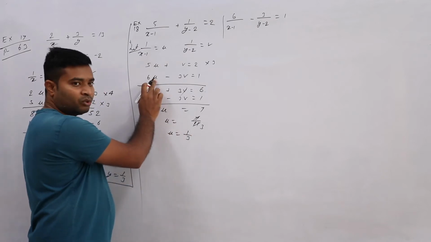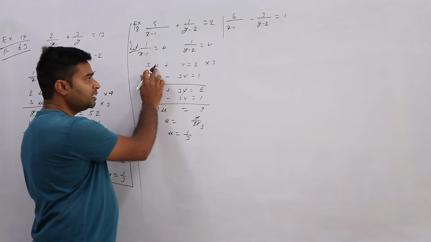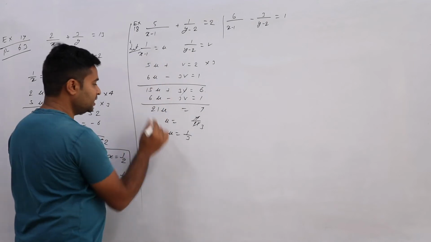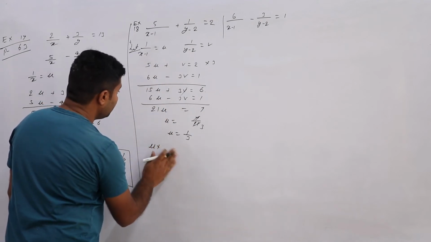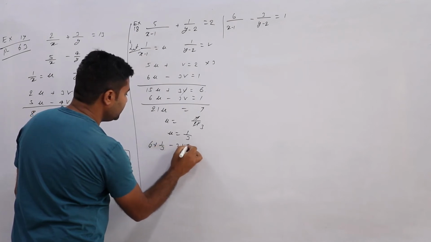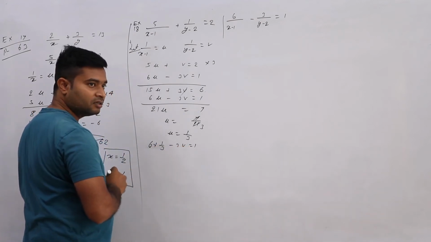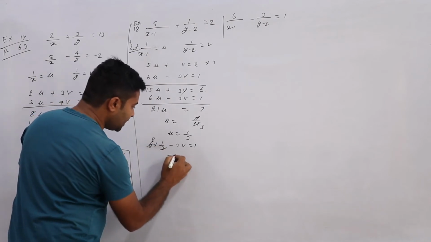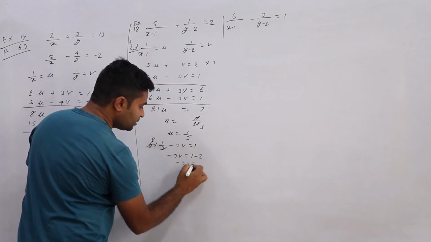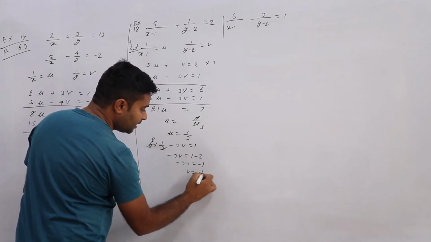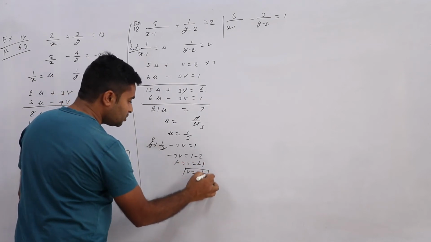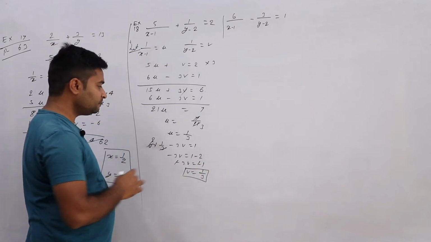Here we'll put, it will become more easy. Because if you put here, it will come into fraction. So I'm putting here 6 into 1 by 3 minus 3v is equal to 1. So 3 twos are 6. So minus 3v is equal to 1 minus 2. So minus 3v is equal to minus 1. V is equal to 1 by 3. So u is equal to 1 by 3 and v is also equal to 1 by 3.